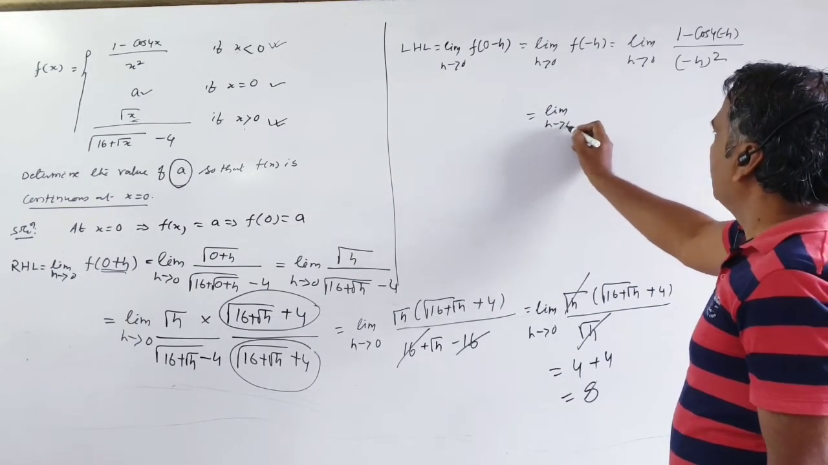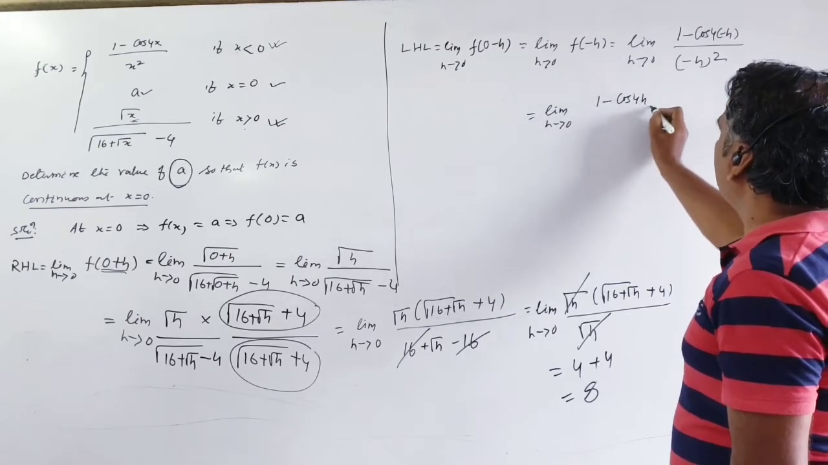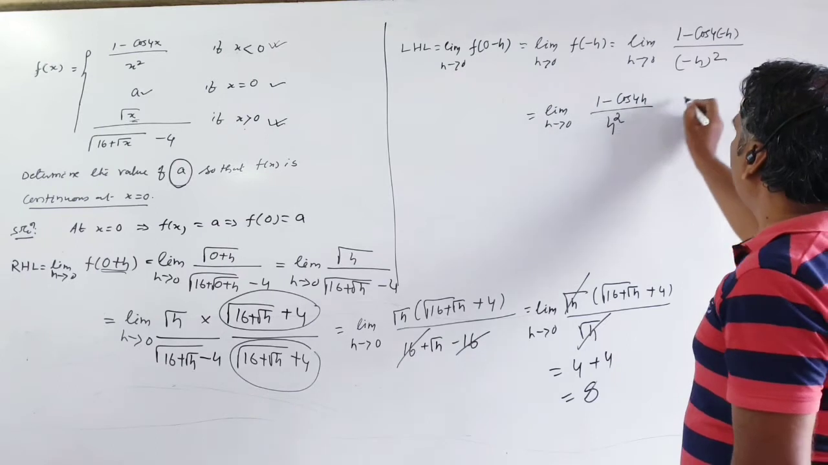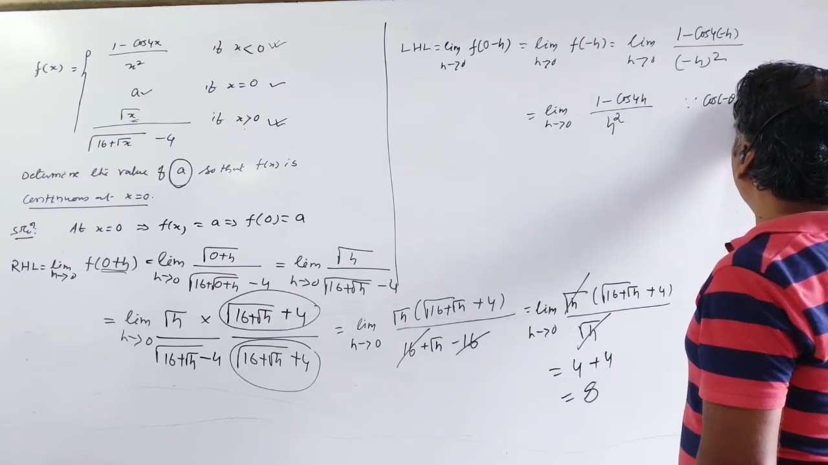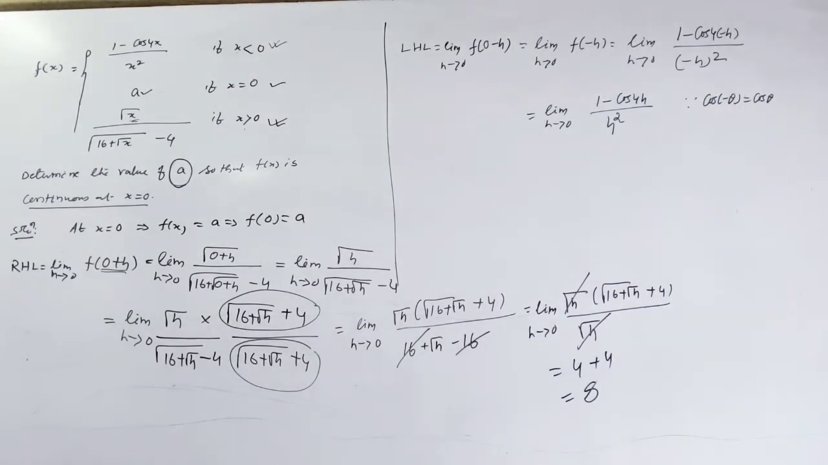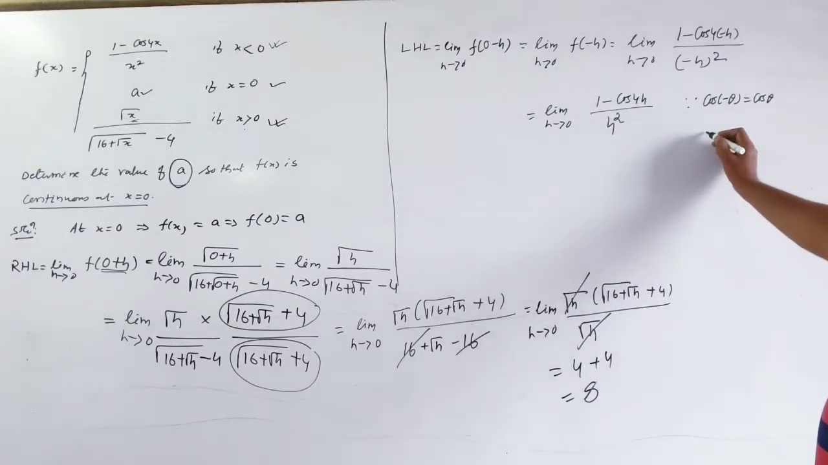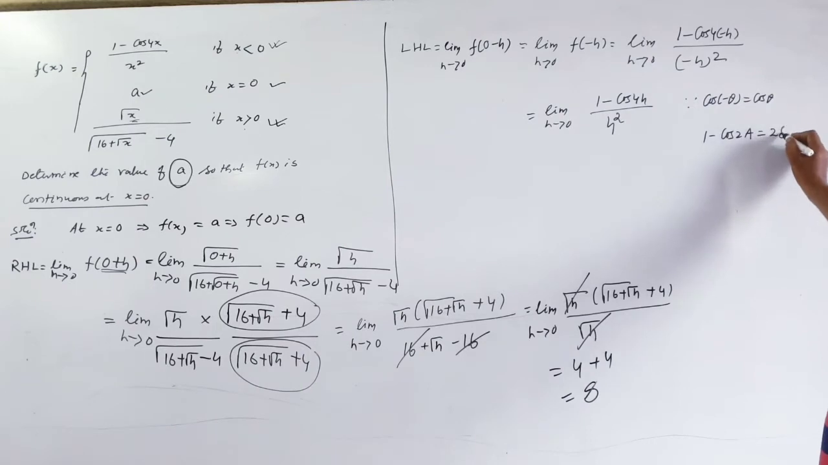How much? Now cos theta. Cos 4x by x square. Because cos of minus theta is equal to cos theta. Okay. So we know that the value of 1 minus cos 2a is 2 sin square a. Yes or no?